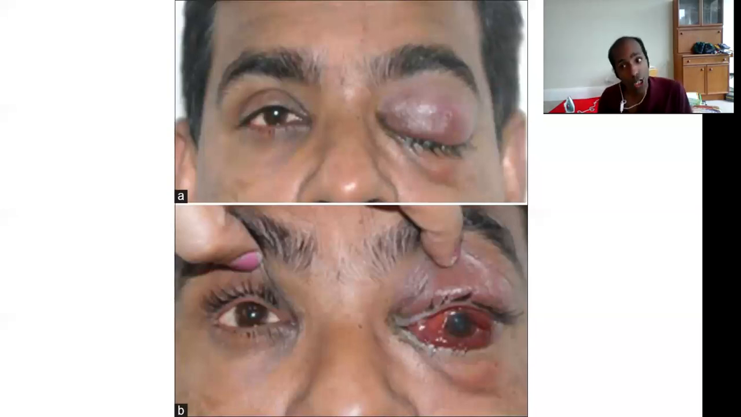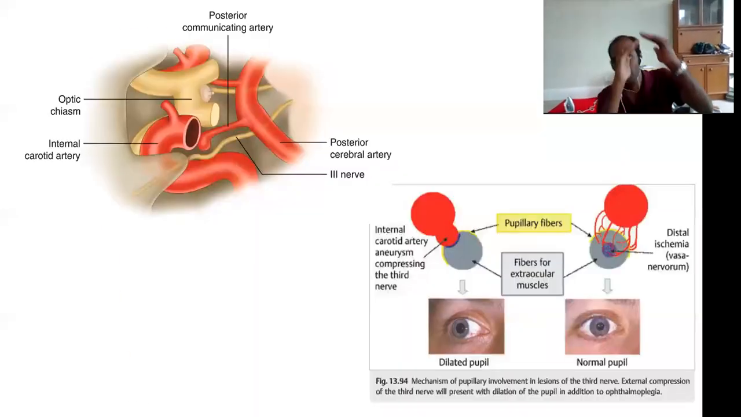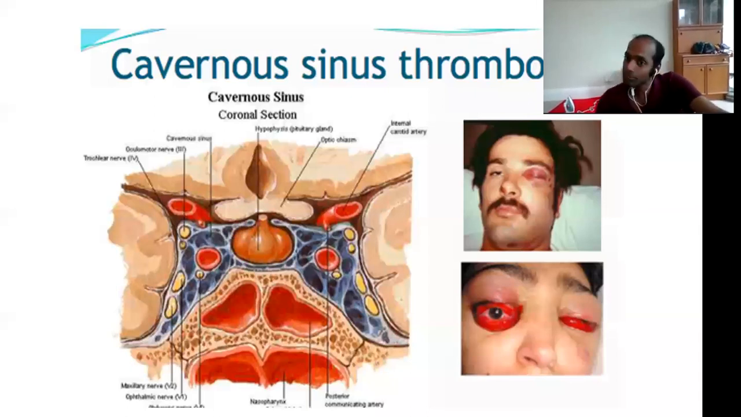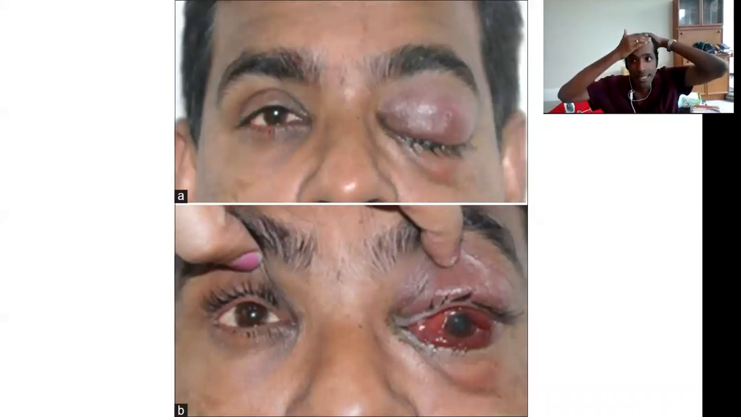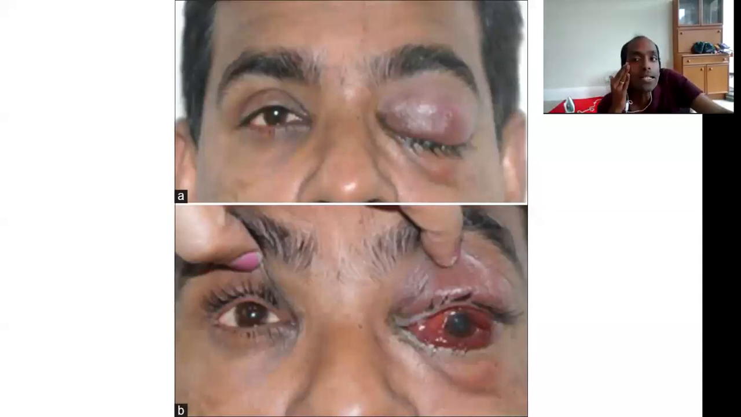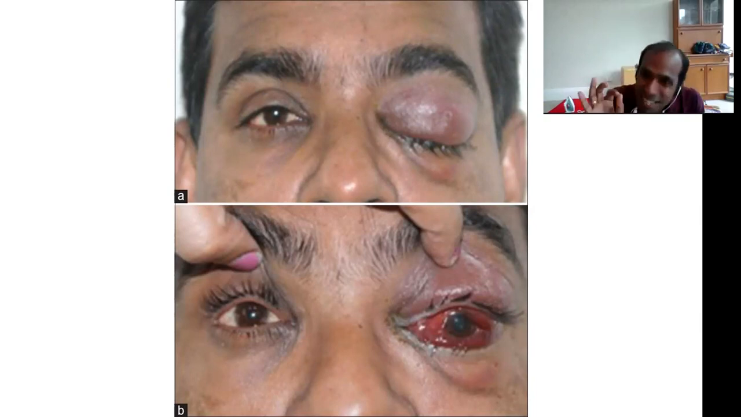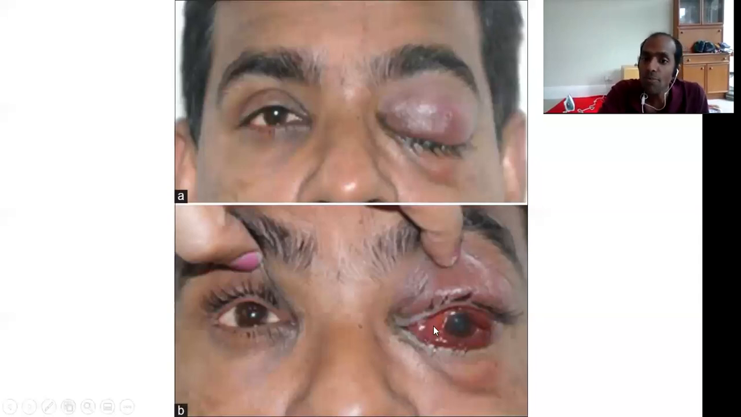In addition, what are you going to get? Now remember, in the cavernous sinus, ophthalmic and maxillary divisions were there. Because they are involved, what are you going to get? Sensory loss. They are in the ophthalmic division, that area, and the maxillary division. Sensory loss. If it's thrombosis of the cavernous sinus, the eyeball will be swollen and red. Right? Proptosis, pushed forward, swollen and red. That is cavernous sinus thrombosis.